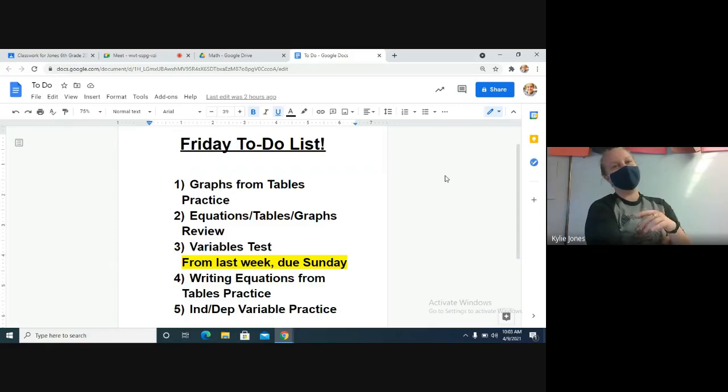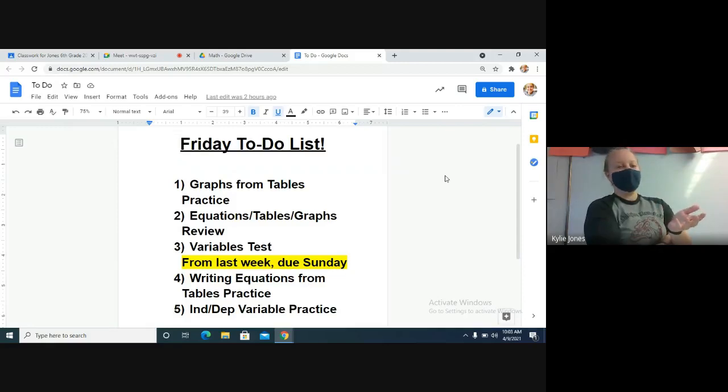And then from last week, the things that need to be done by Sunday, or they stay a 0, is the writing equations from tables practice, or the independent and dependent variable practice. Those 2 are the assignments that I graded last week that not a lot of you guys finished, so make sure you go back and finish those up as well.